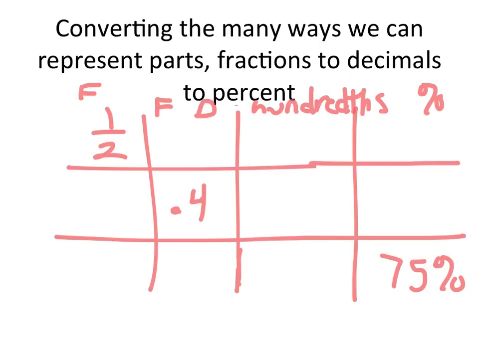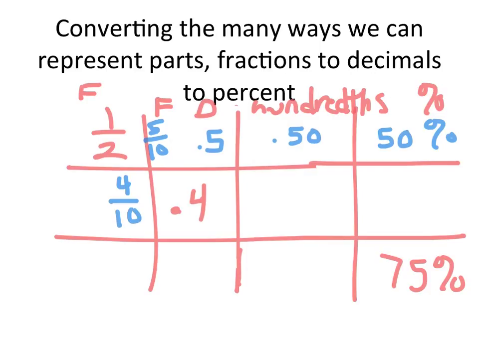What is your language? There are lots of different ways to think about this, but for me, if I were working with students, I would be thinking 1/2 is the same as 5/10, which can be written like this. 5/10 is the same as 50 hundredths. 50 hundredths is the same as 50 out of 100, and the percent sign says that for me. In this row, I have 4/10, which could be written in a simpler fashion as 2/5. 4/10 is the same as 40 hundredths, and that's the same as 40 out of 100, or 40%.